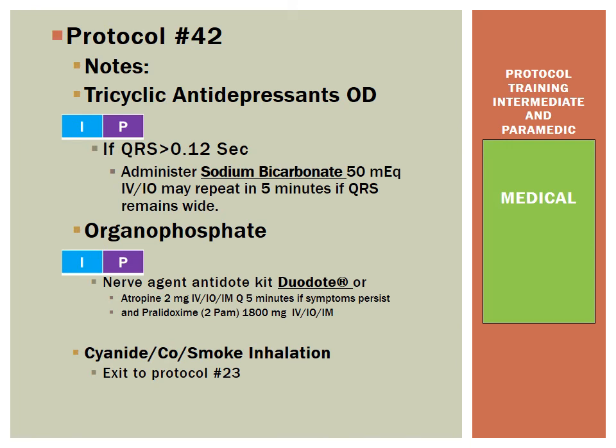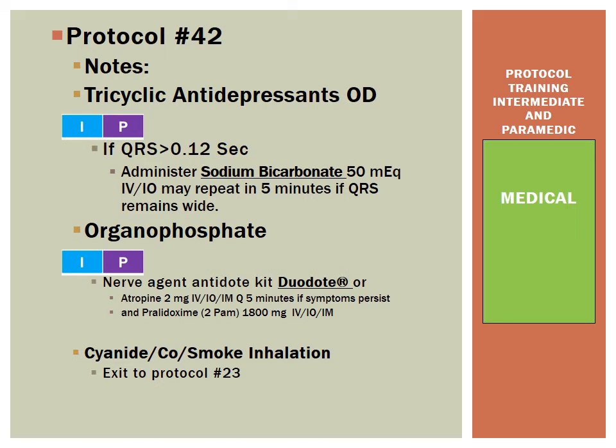For our tricyclic antidepressant overdoses at the IMP level, if the QRS is greater than 0.12 seconds, so we have a wide QRS, we're going to administer the sodium bicarbonate, 50 milliequivalents IV-IO, and you can repeat in 5 minutes if the QRS remains wide.